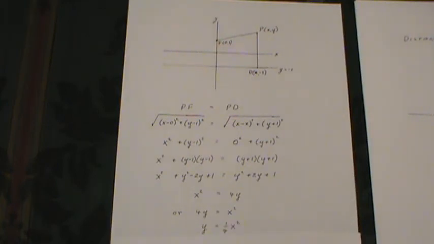So there you got it. y equals 1/4 x squared. So that's a quadratic equation that we've achieved from that definition. So if you're one of those students whose teacher has never given you a definition of a parabola, now you know.